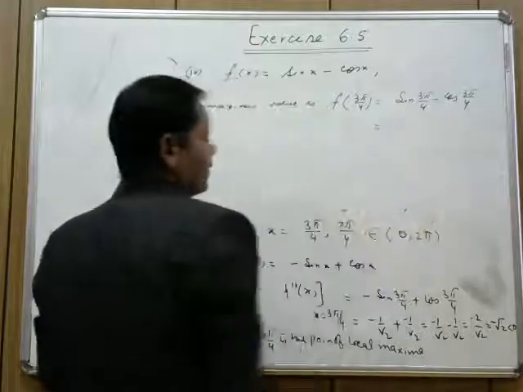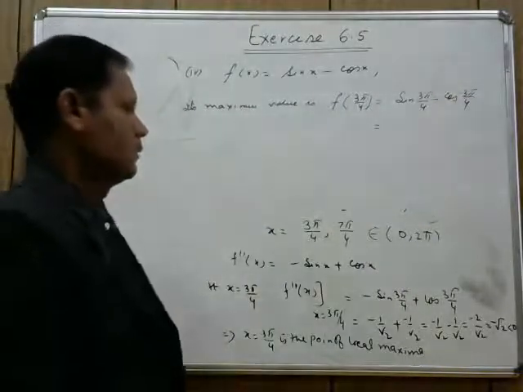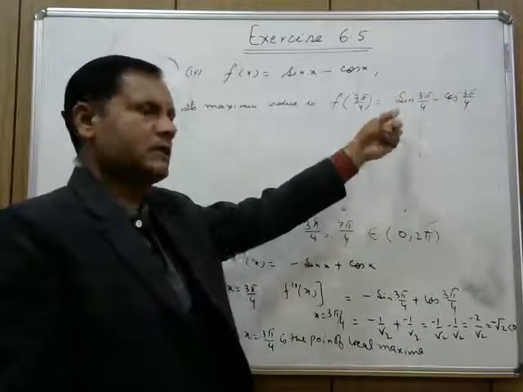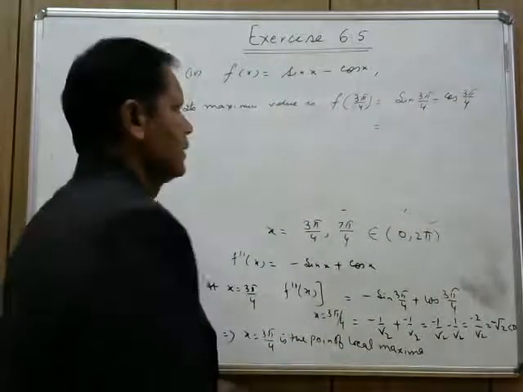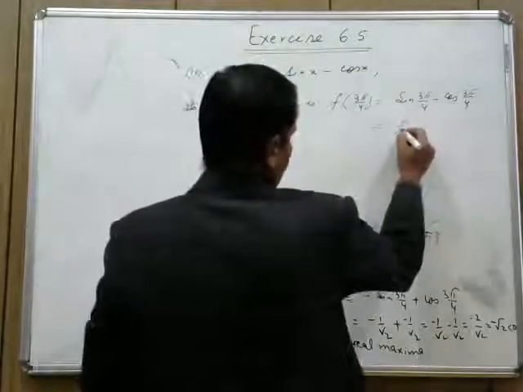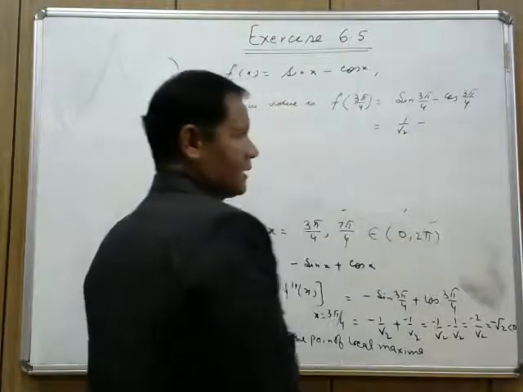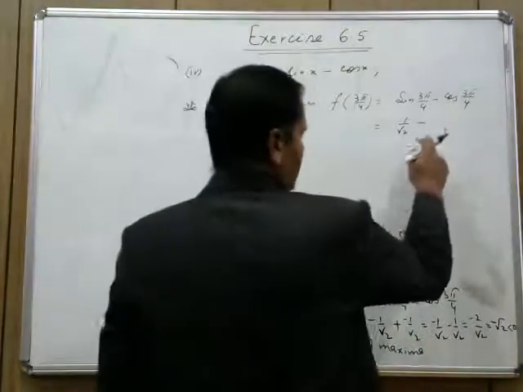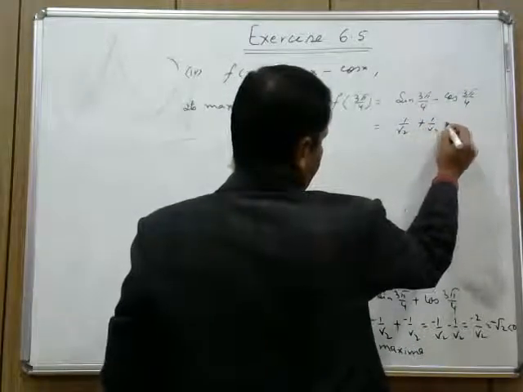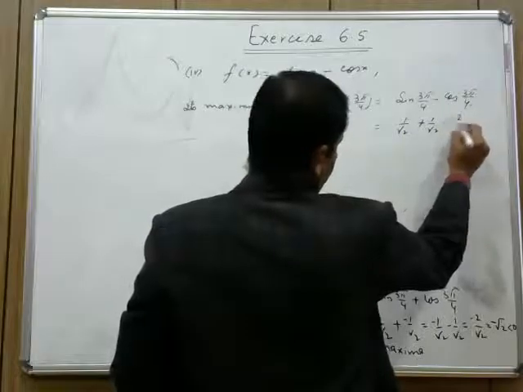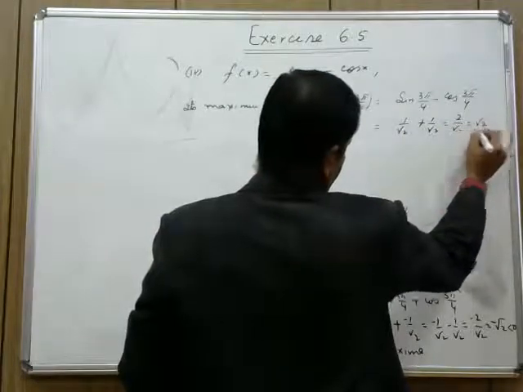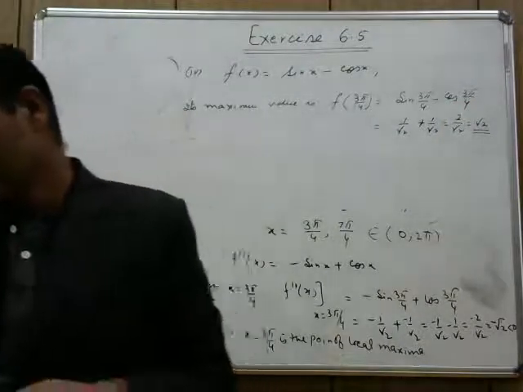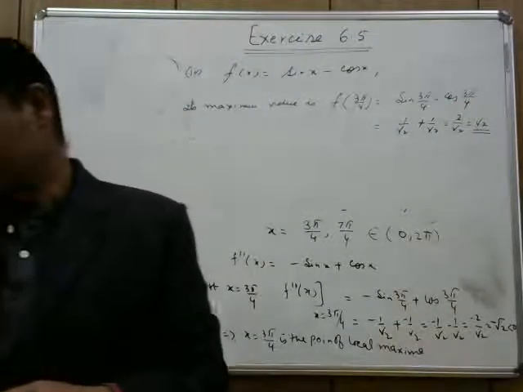Now sin 3 pi by 4 is sin pi minus pi by 4. In the second quadrant, sin is positive. That's why 1 by root 2 minus. In the second quadrant, cos is negative. That's why minus of minus 1 by root 2, that is 1 by root 2. And that will give you 2 by root 2, and that is equal to root 2. Right? This is the value of the maximum of the given function.